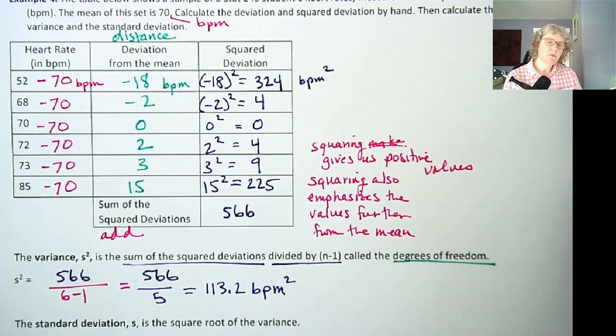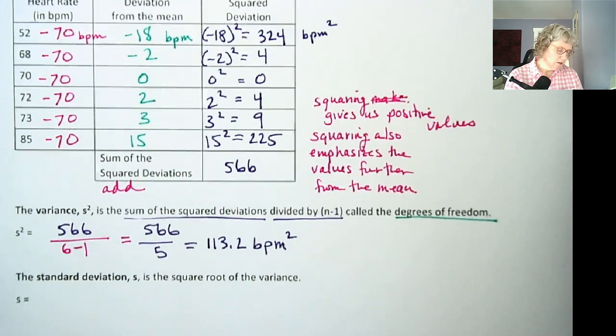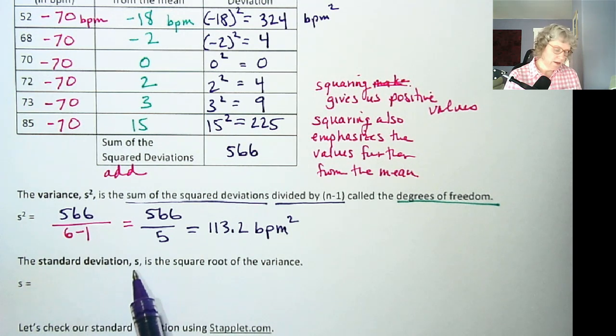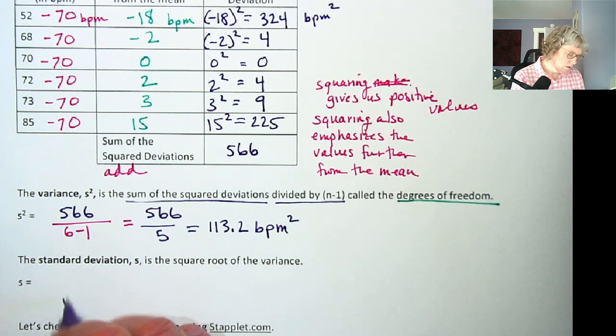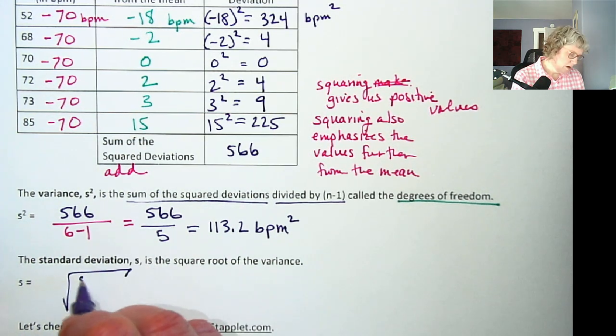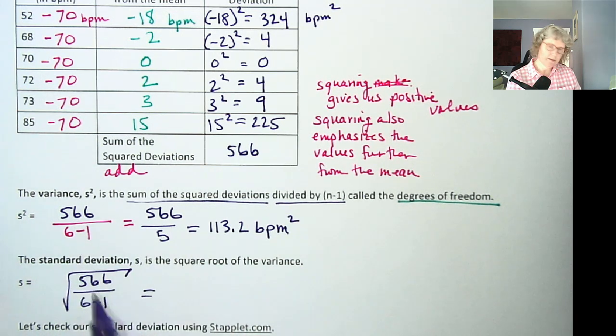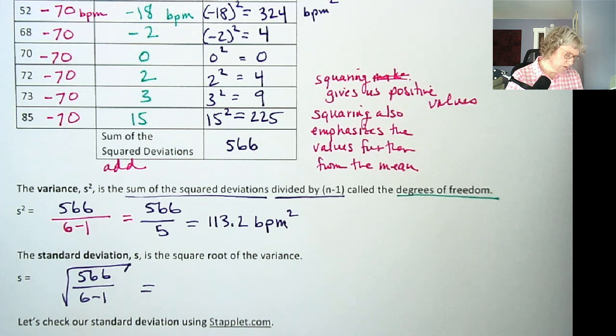We won't deal a lot with the variance, but it's just good to know the name. The variance is before you take the square root. So essentially, we want to get back to beats per minute, so we're going to take the square root to get the standard deviation. The variance is the square of the standard deviation. That's why it's S and S squared. So let's do the square root of 566 over 6 minus 1. You could go right to that step and just skip the variance if you want.